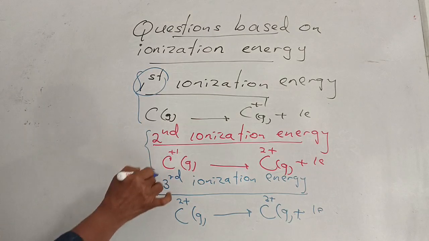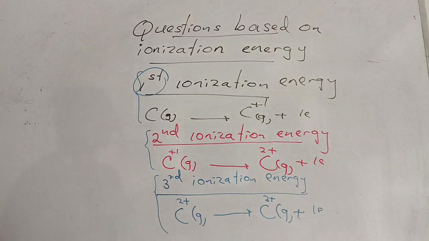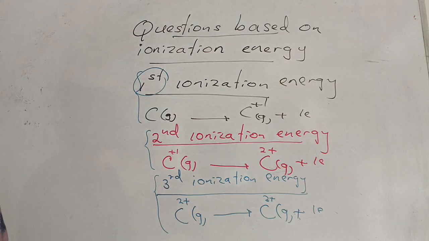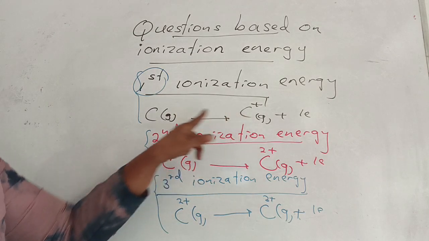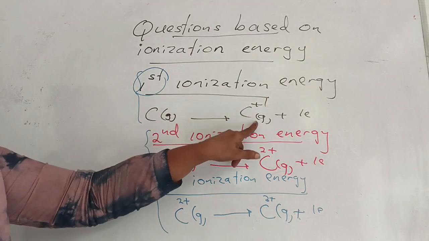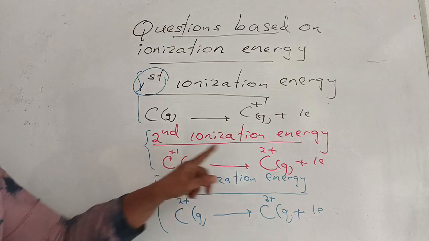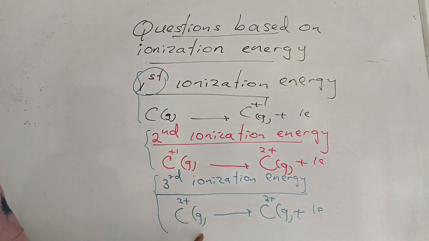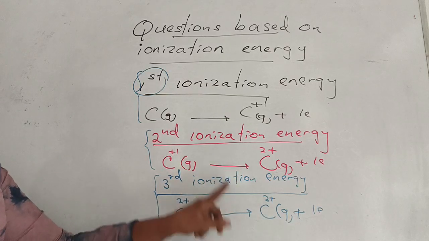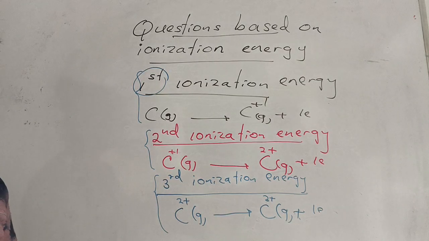How to write the equations to represent the first, second and third ionization energies would be quite often asked in examination questions, because you should know how to get the correct physical states: the gaseous ion and the gaseous dipositive ion, and gaseous dipositive to gaseous tripositive when it reaches the third ionization energy.